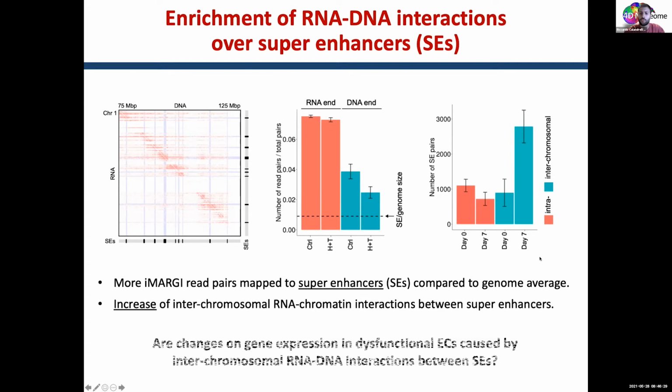So all these observations made us wonder whether the changes on the gene expression in these functional endothelial cells could be caused by these interchromosomal RNA-DNA interactions between superenhancers, given this big change that we observed between the two samples.